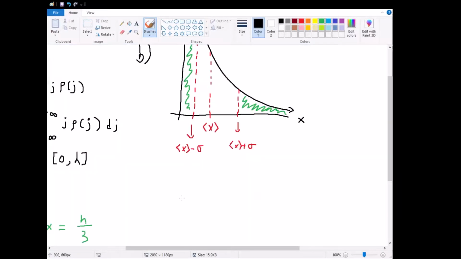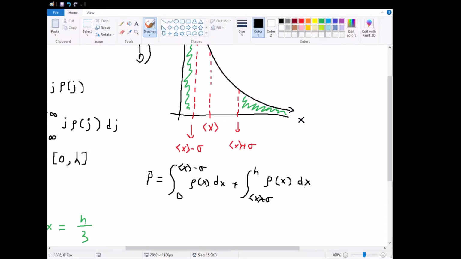So evidently we can do this as an integral, and we can say our probability is going to be equal to the integral starting at x equals 0. Probability equals the integral from 0 to x minus our standard deviation of our probability distribution, dx, and then added with our integral from x plus 1 standard deviation all the way to infinity, or in this case at h, because we're only defined up to h, of rho of x dx.